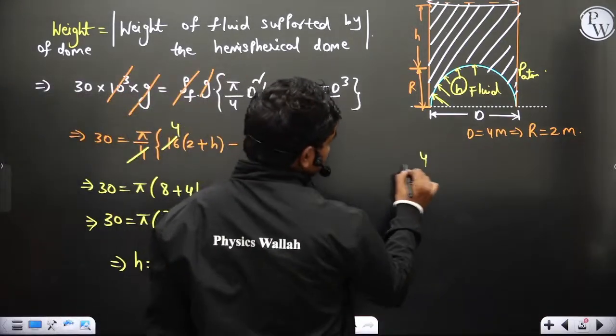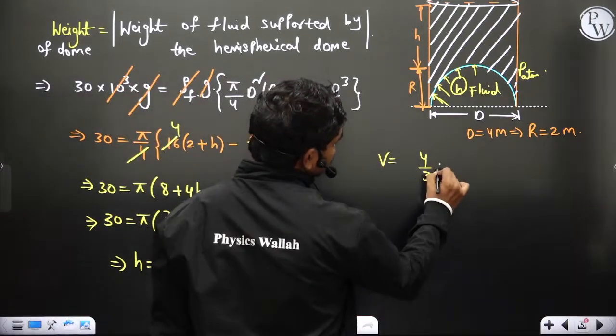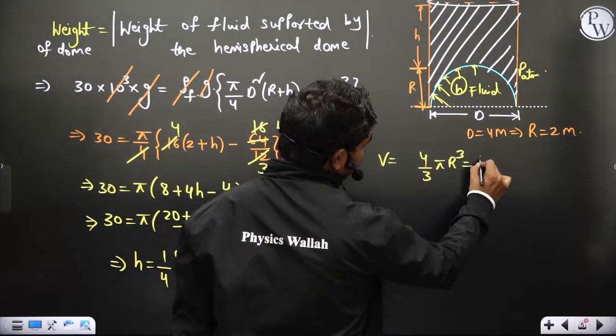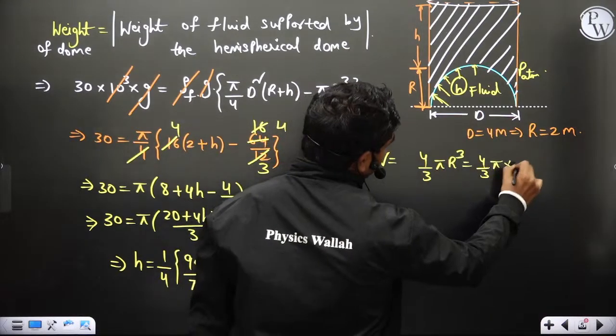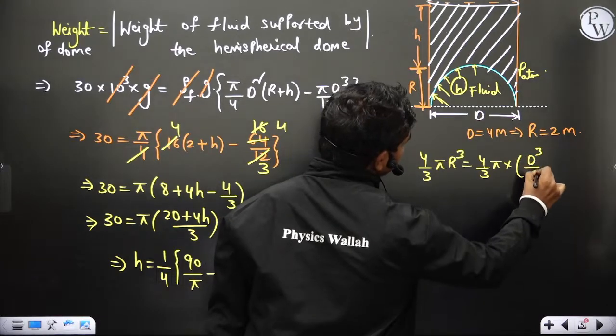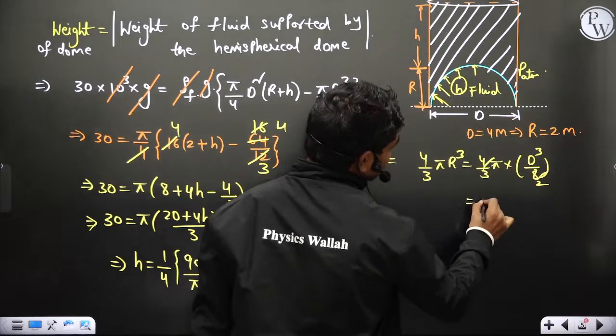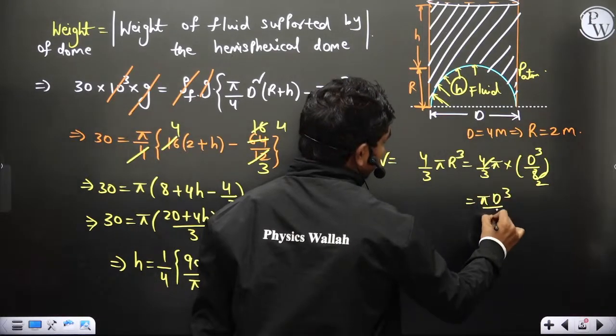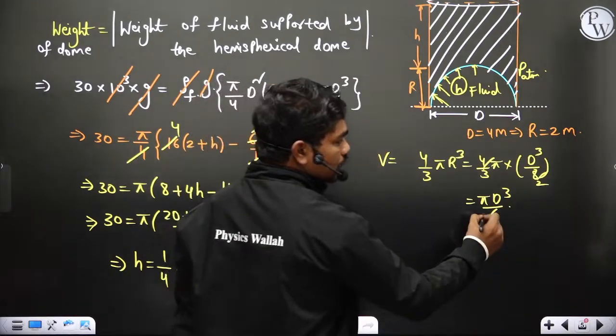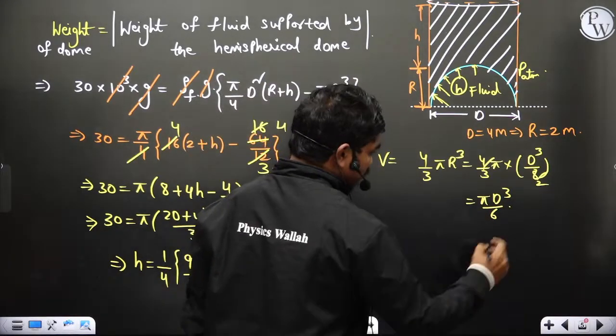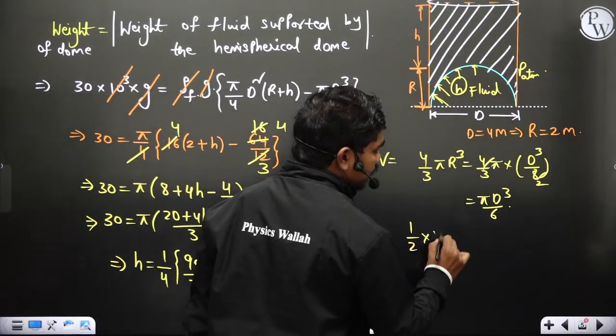Normally if you take the volume of a sphere, we have 4/3 pi r cube, which can be written as 4/3 pi into diameter cube by 8. So for the full sphere it is pi d cube by 6. So half of that is 1/2 into this, which is actually pi d cube by 12.